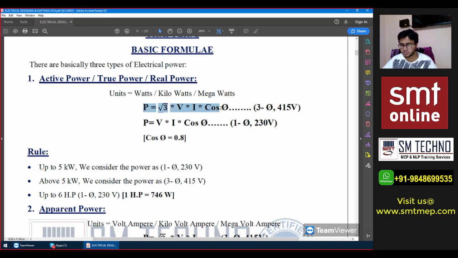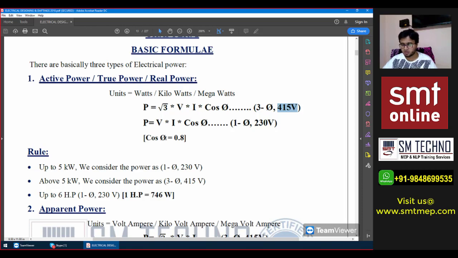This is the formula for active power for the 3-phase system, and for the 3-phase I am going with a voltage of 415. It can be 440 also, that depends upon the country, but I am going with 415. And for the single phase, the formula is P equal to VI cos phi, with single phase 230 volts. There is no root 3 for single phase systems.